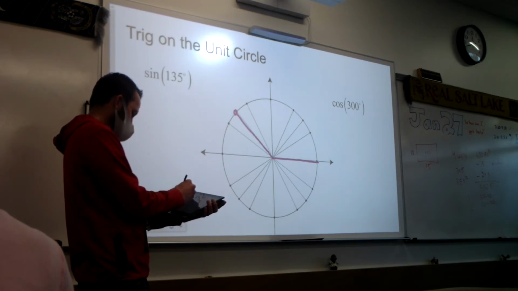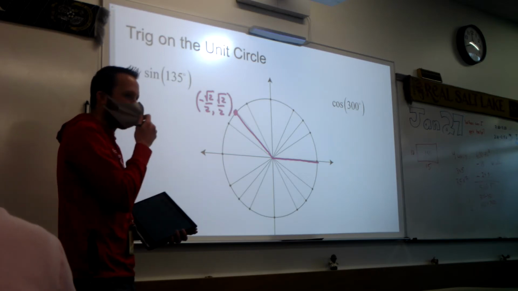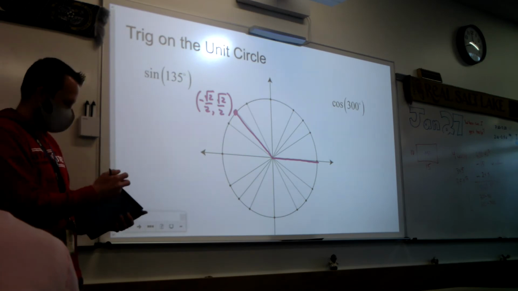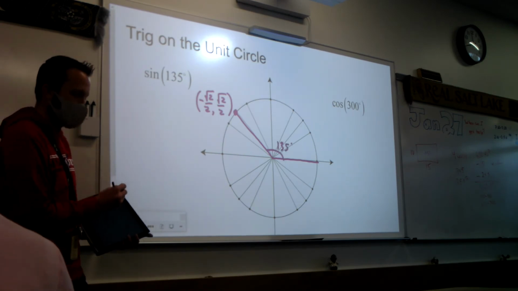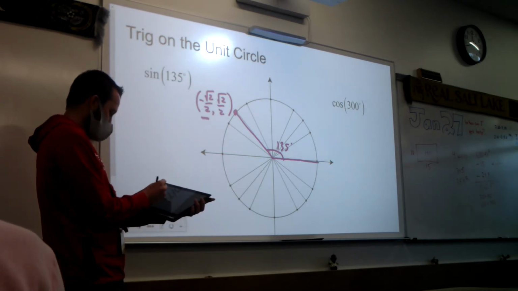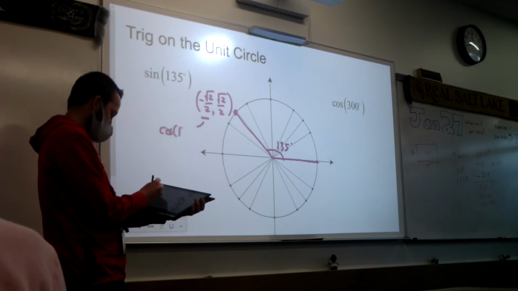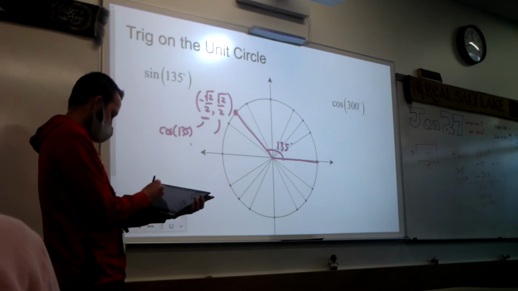Jade, what is it? Okay, these are the coordinates at 135. We all agree with that, right? Now, what did I have you write on top? What does the first one represent? The cosine. That would be the cosine of 135. What does the second one represent? The sine.